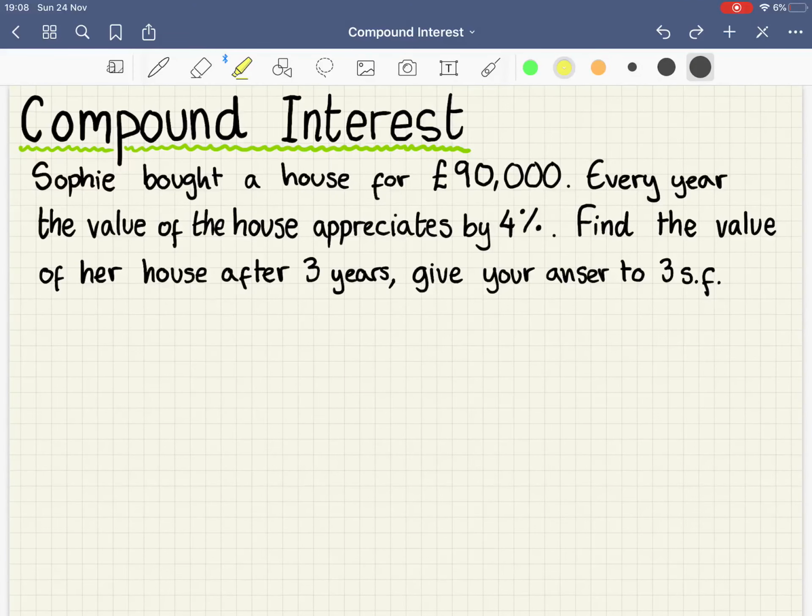So the first thing that's going to help me know that it's compound interest is, the key thing is this percentage. Secondly, we've got an original amount to deal with. And lastly, we have a time, a period of time, whether it be years, days, or months. So those 3 things make you know that it's compound interest. And given that it says appreciates, we know that the percentage is going to be increasing in this case.